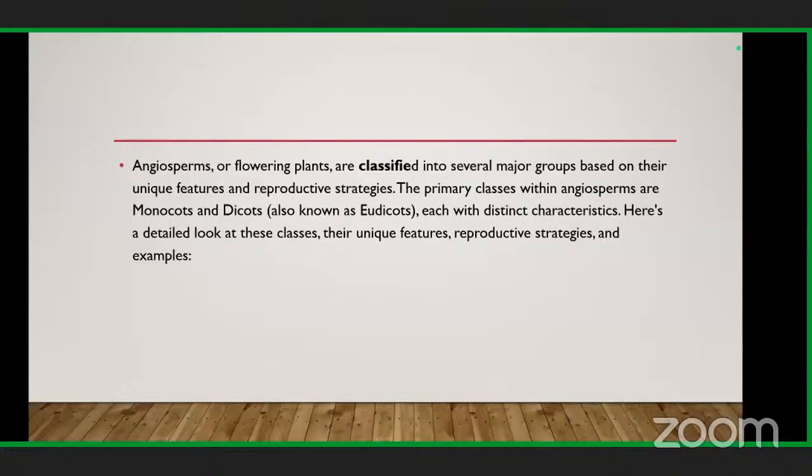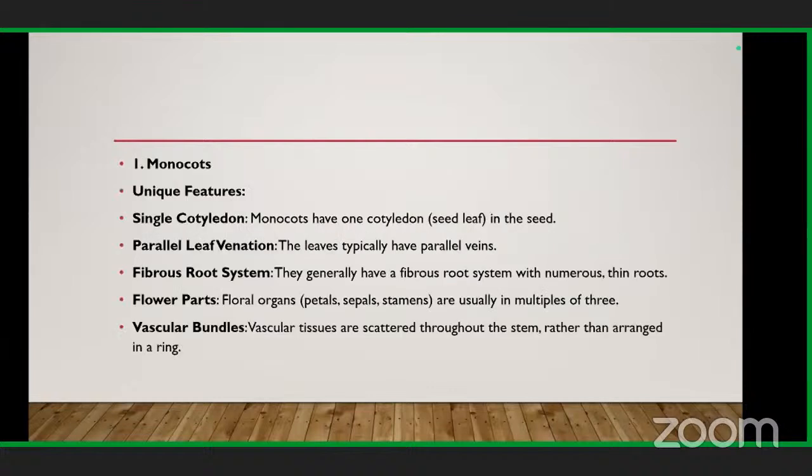So now the classification of angiosperms, only two is there. Basically there are many groups, but the major groups are monocots and dicots, also known as eudicots. So what are monocots? The unique feature is that it has a single cotyledon. That is why it is called monocotyledons. Monocots have one cotyledon, the seed leaf in the seed. Only one cotyledon is there.